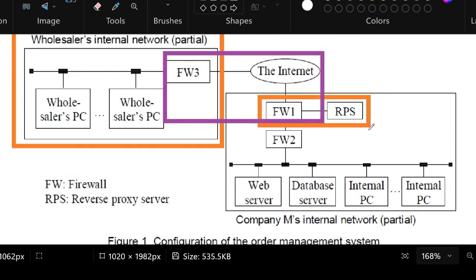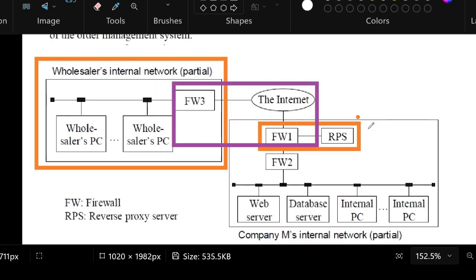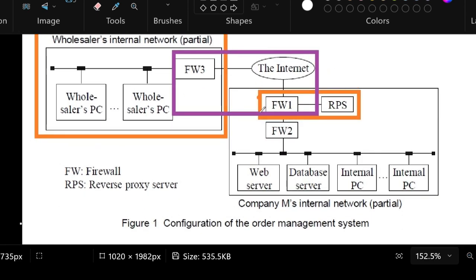Okay, so if we go back to our diagram, this diagram is supposedly the configuration of the order management system. So the whole thing is the order management system, because the wholesaler PCs need to access the web server to place an order and things like that. So we need to know where in this diagram, particularly the routes, are the routes that have the HTTPS.